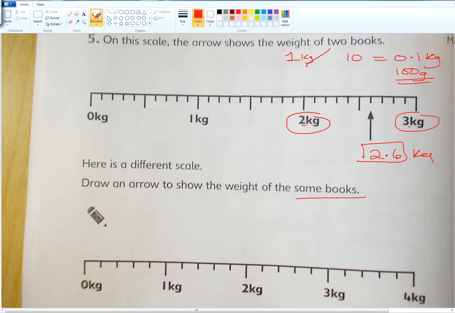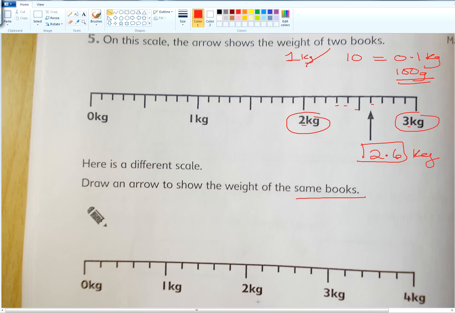2.6 kilograms. Okay. So each one is worth 0.1. Each little line is worth 0.1 of a kg. So 2.1, 2.2, 2.3, 2.4, 2.5, 2.6. Now, we have to put 2.6 on the bottom one. So let's get a hold of the line. We have a line here. Now 2.6. Now if you look over here, we got 2 to 3.